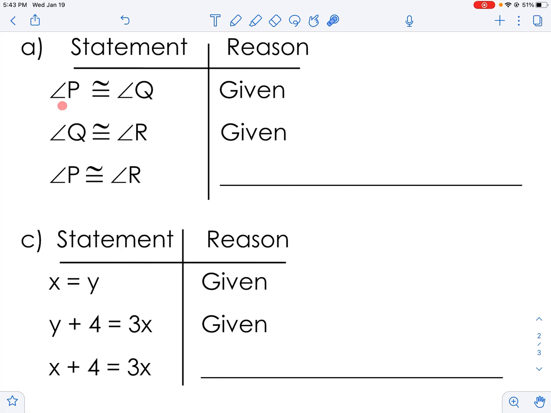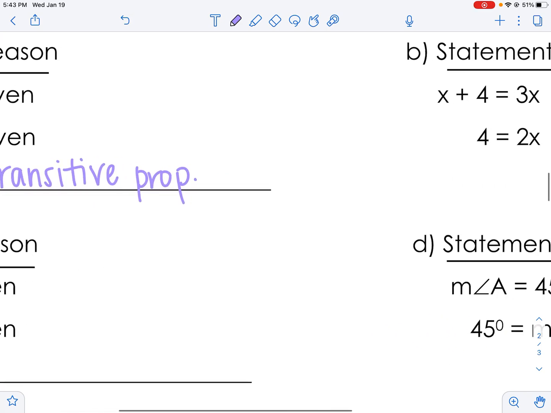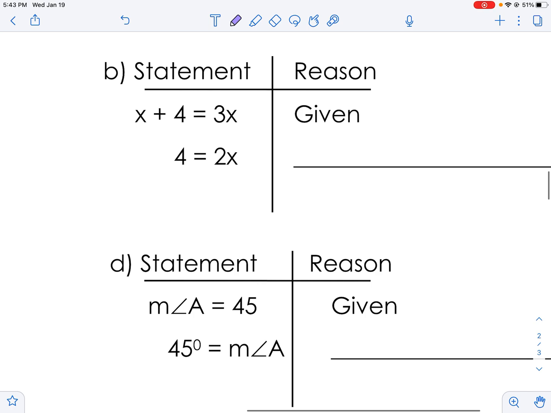So let's take a look at this first one, and it says if angle P is congruent to angle Q, and then angle Q is congruent to angle R, then angle P is congruent to angle R. So if I backtrack, I went from P to Q, Q to R, and then notice that they took the Q out, and they just said angle P is congruent to angle R. So think back. We traveled over. So what would be the reason? Transitive property. That's it. So let's take a look at another one.